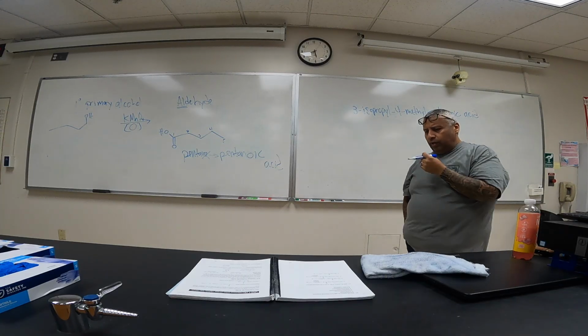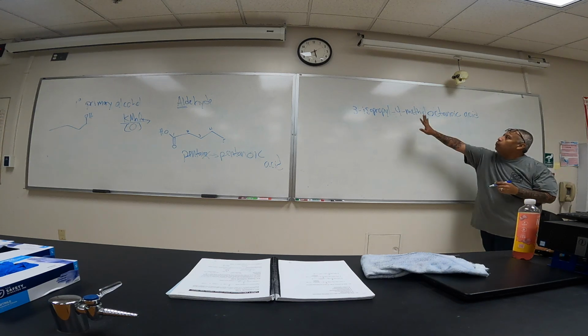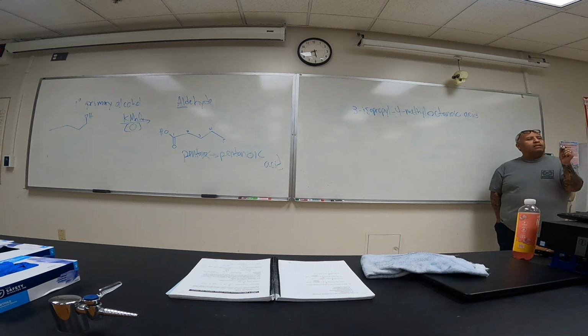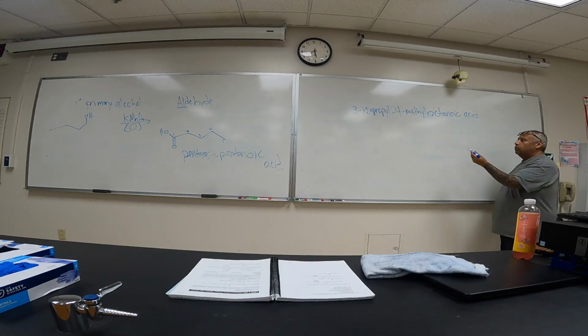So let's draw this structure, right? And this structure is going to have some branches. And again, I'm not concerned with the branches right now. What I'm concerned with is the alkane that I'm going to turn into a carboxylic acid. Nothing's going to start without that alkane. So how many carbons am I going to need for octanoic acid? 8. So let's start there.